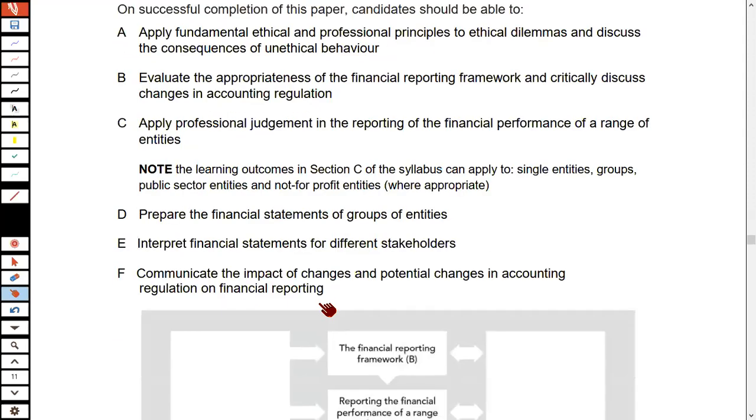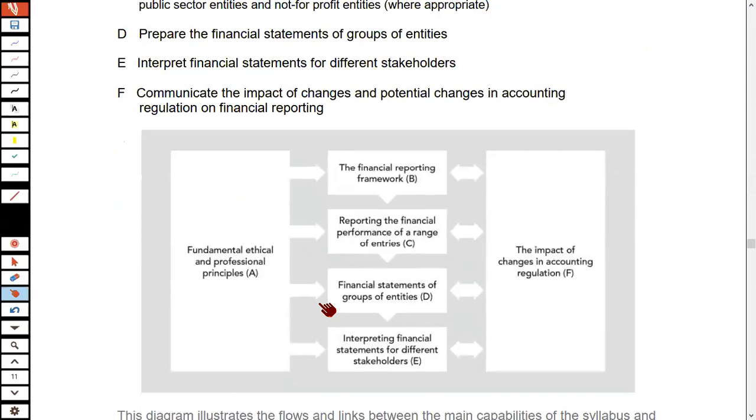If I go through the content of this syllabus, you have six sections which constitute the SBR. Amongst these six sections, we are going to discuss each one of them one by one. So what exactly are they? The first one is the fundamental, ethical and professional principles.